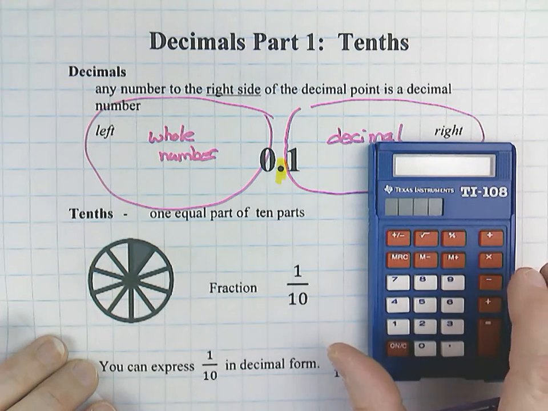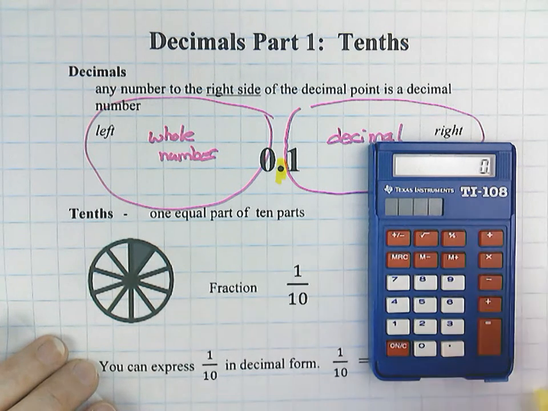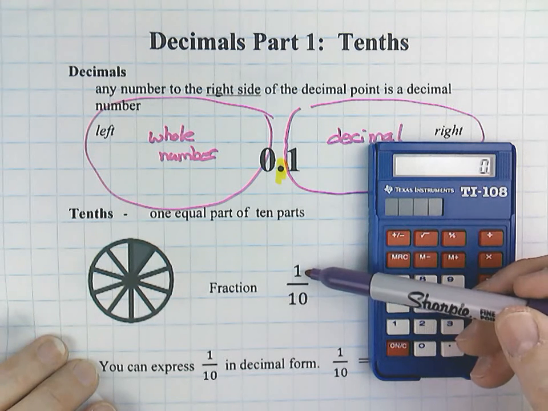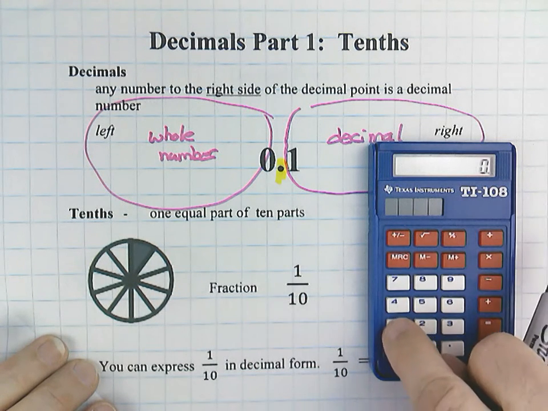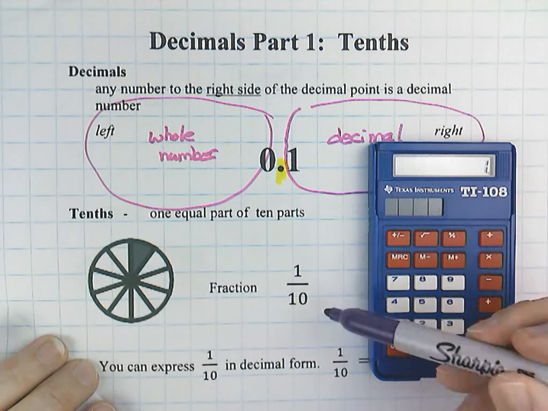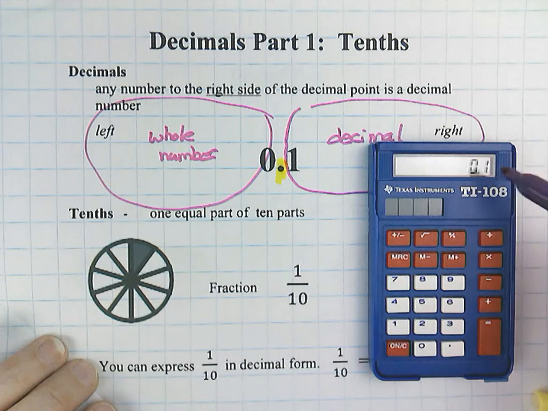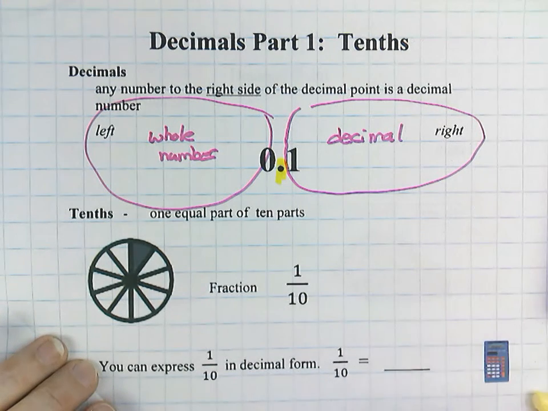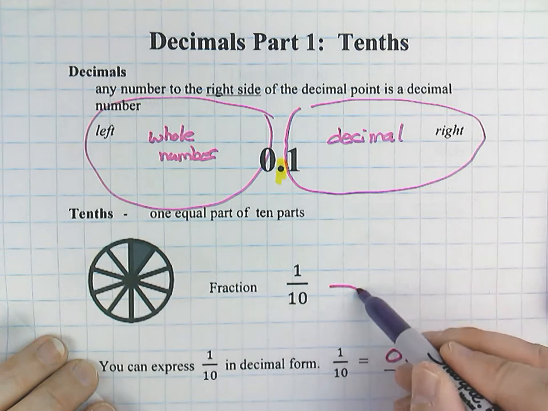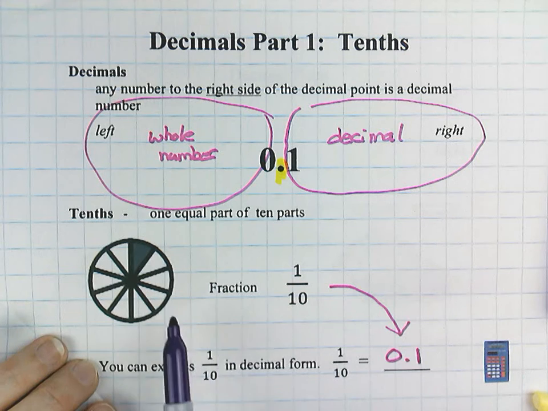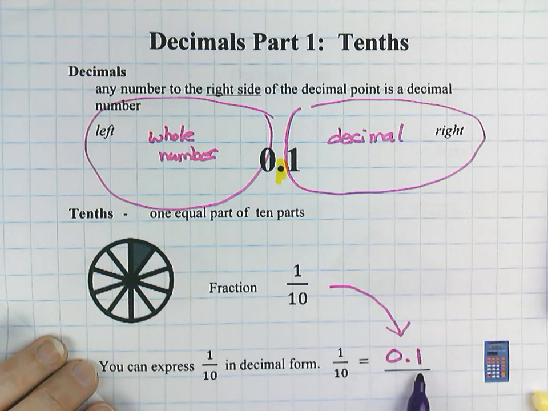I'll show that on our calculator. We would divide the top number, in this case 1 of the fraction, by the number on the bottom, in this case 10, and that would equal 0.1, which I'm going to write here. So we could write this fraction as a decimal, and we read this as 1 tenth. So the fraction is 1/10, and the decimal is read the same way, 1 tenth.